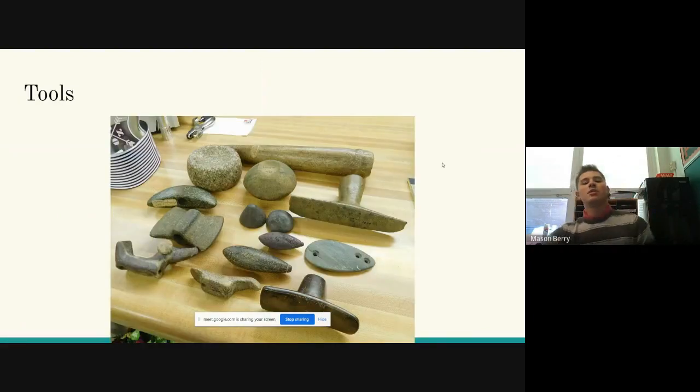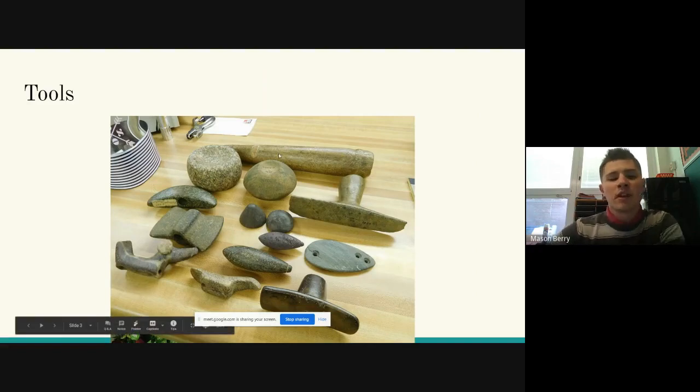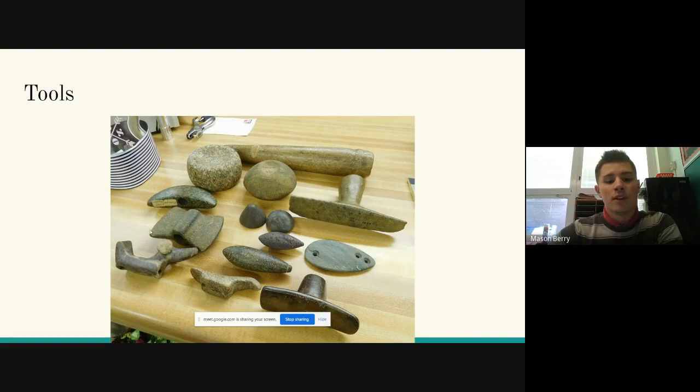The next up is tools. We see several different tools here. Some you might recognize, some you may not. I want you to focus on this tool right here. At the bottom, there's going to be a question that pops up. I want you to tell me what kind of tool you think it is. Okay. This is what looks to be an axe. It probably was used to cut down trees, to chop wood, for fires, much like we would use an axe today.